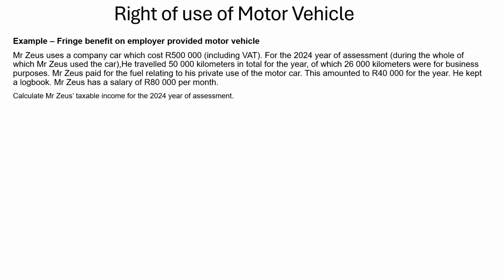He kept a logbook. Mr. Zeus has a salary of 80,000 rand per month. Calculate Mr. Zeus's taxable income for the 2024 year of assessment. Solution. Salary: 80,000 times 12.